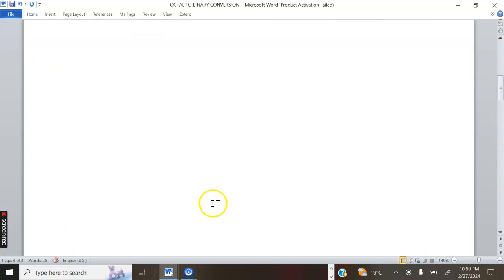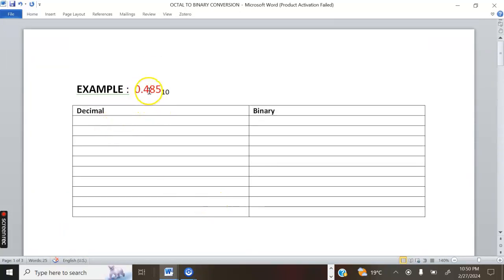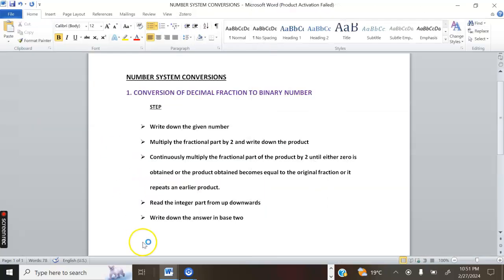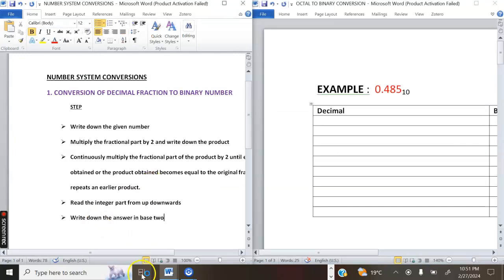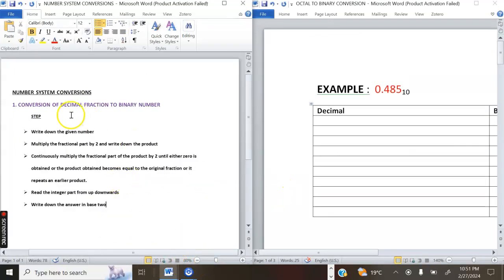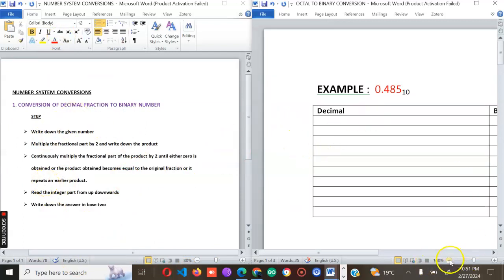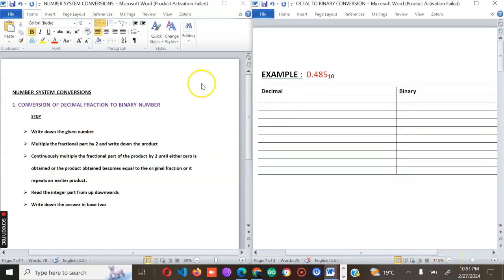So this is my example: 0.485 base 10. This is our decimal, and we need to convert it into binary. Remember the rules? You need to multiply. I have two tables here to make our work easy. On this side we have the steps: you write down the number, then you multiply the fraction. We are only interested in the fractional part, which is 485.